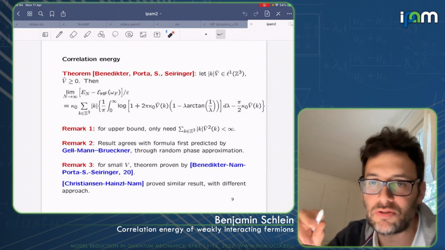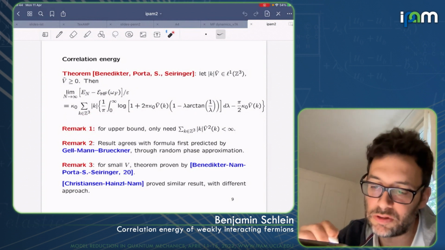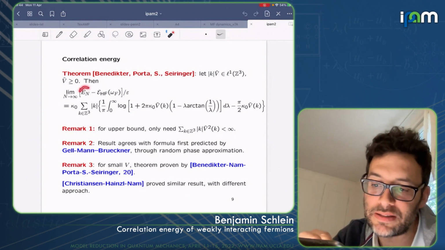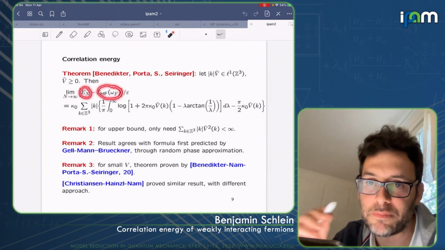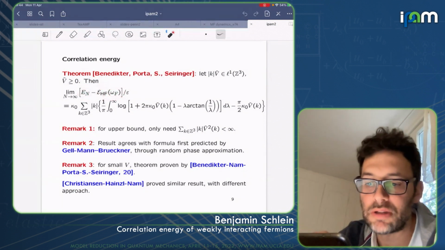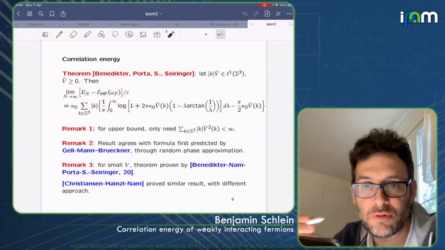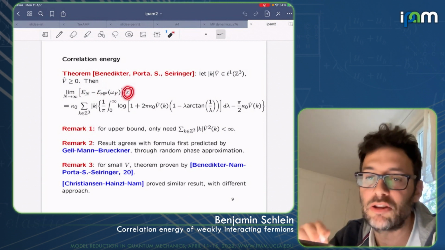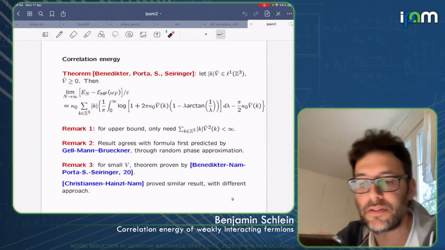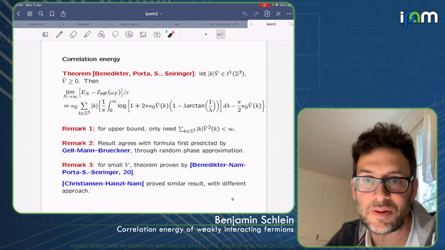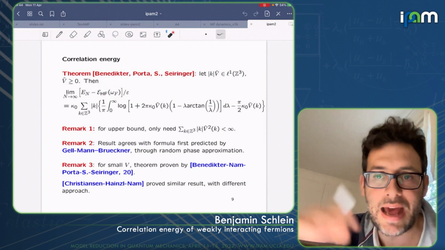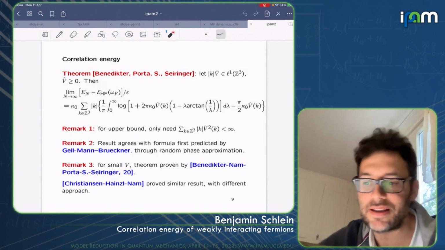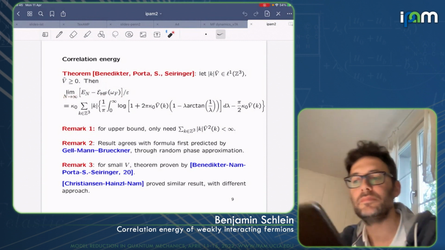Maybe just to stress it again, we are scaling the Hamiltonian so that this and this are both of order n. When you take the difference, what we prove is that the difference is, to leading order, of the order n to the minus 1/3, and this is the constant which comes with n to the minus 1/3. Of course there are other corrections, but they are even smaller and we don't see them. They get erased when you take this difference.